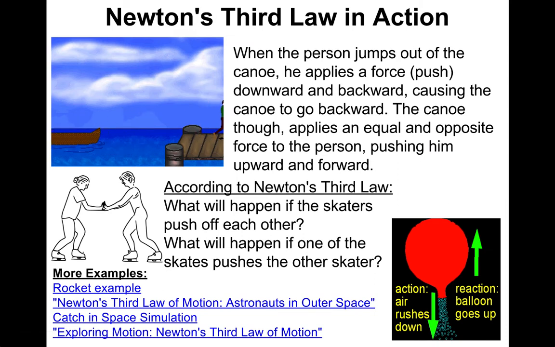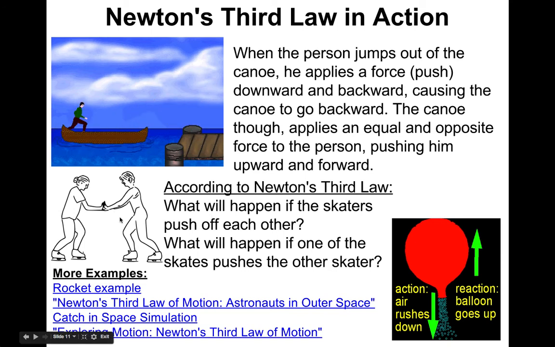So let's look at Newton's third law in action. When we have this person on the canoe, when he jumps out of the canoe, he applies a force downward and backward. You can see the canoe go down a little bit, and you can see it obviously slide backward. The canoe, though, applies an equal and opposite force to him, pushing him upward and forward and onto the dock. So that's how he is able to get up in the air and forward, and the canoe, in turn, is going to go down and back.